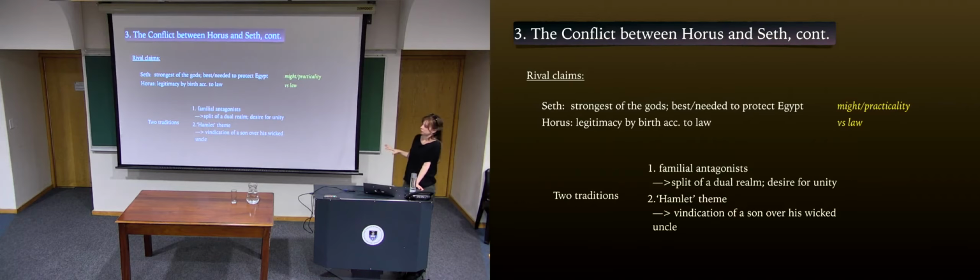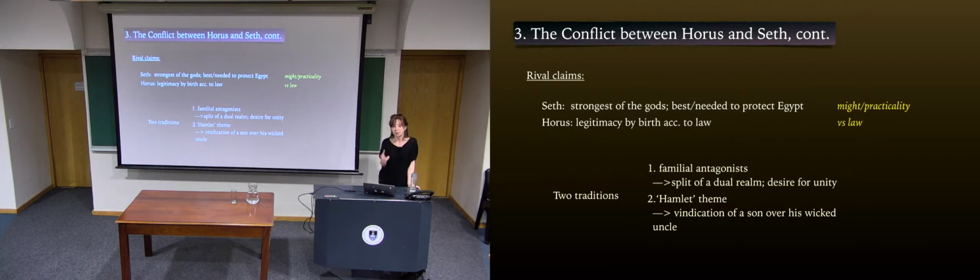But that aside, in the mythological tale then, what we have is this conflict between Horus and Seth. Horus comes of age and challenges Seth for the throne of Egypt. He goes before the council of the gods and says, the throne lawfully belongs to me. I'm the son of Osiris. This isn't fair. I should be the king. Seth objects. And basically Seth's argument is that he's the strongest of the gods, so he should be the ruler, because he's best situated to protect Egypt. Horus says that no, he's legitimate by means of his birth.